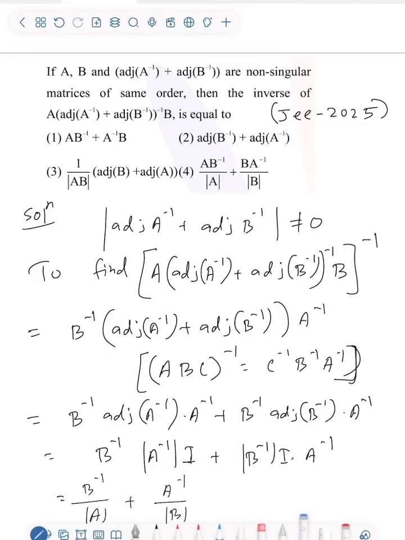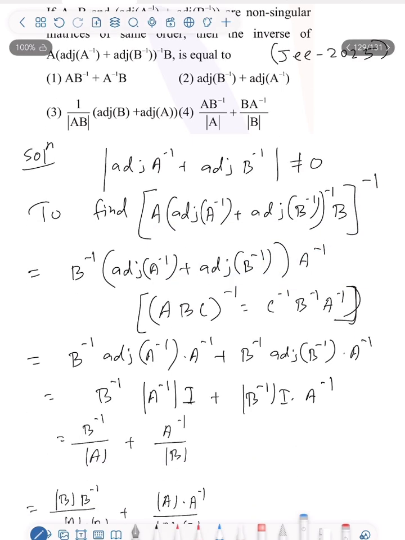Let's solve this JEE 2025 matrix question. In this question, we are given that A, B, and adjoint of A inverse plus adjoint of B inverse are non-singular matrices. We have to find the inverse of A into (adjoint of A inverse plus adjoint of B inverse) whole inverse into B. This is given as not equal to 0. We have to find the inverse of this one.